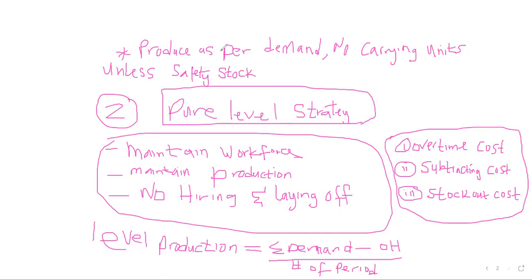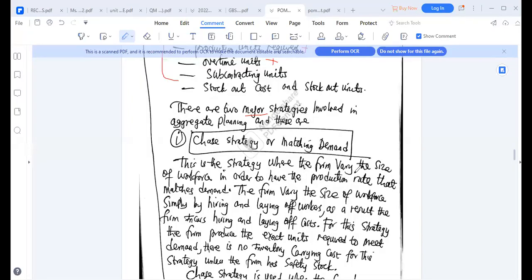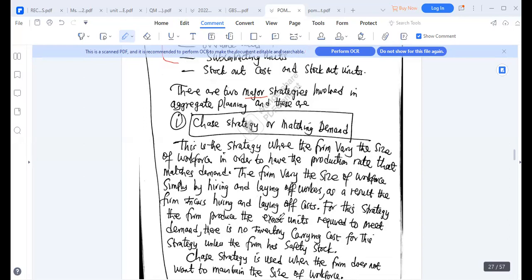Now we can check for this. The chase strategy is a strategy where the firm varies the size of its workforce in order to have a production rate that matches demand. The firm varies the size of the workforce simply by adding or laying off workers, as a result incurring layoff costs. With this strategy, the firm produces the exact units to meet demand, and there is no inventory carrying cost unless the firm has a buffer stock.